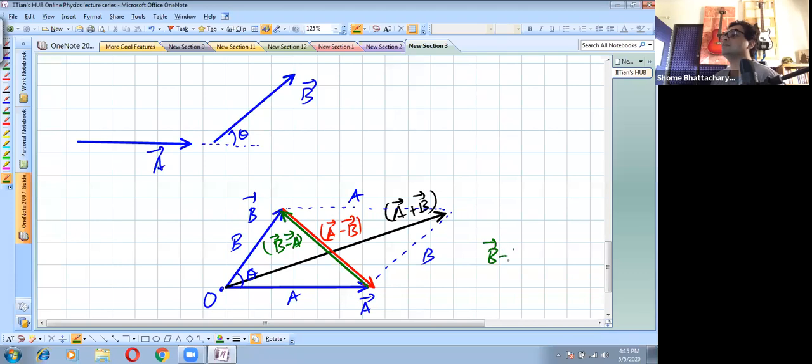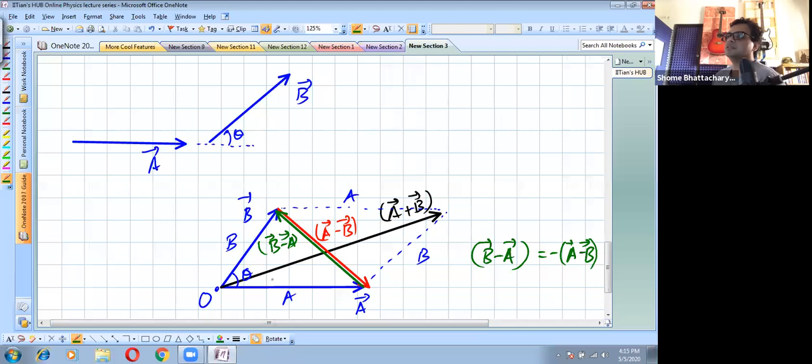So b minus a is actually nothing but the negative of the vector a minus b. That is the relationship you can see between the two arrows also. The red arrow and the green colored arrow are equal and opposite. So they are opposite vectors of each other. So that is the relationship.